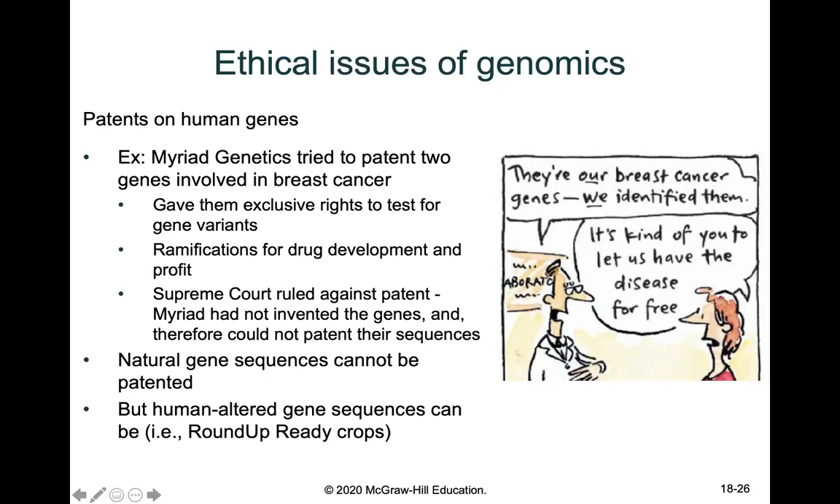So yeah, natural gene sequences can't be patented, but human-altered ones can. So those Roundup Ready crops that I talked about that are drought resistant or herbicide resistant, those can be patented. Monsanto patented that gene because they made it. So that's the main difference right now between patenting and not patenting genes. So probably, I guess for now, the right direction, hopefully.